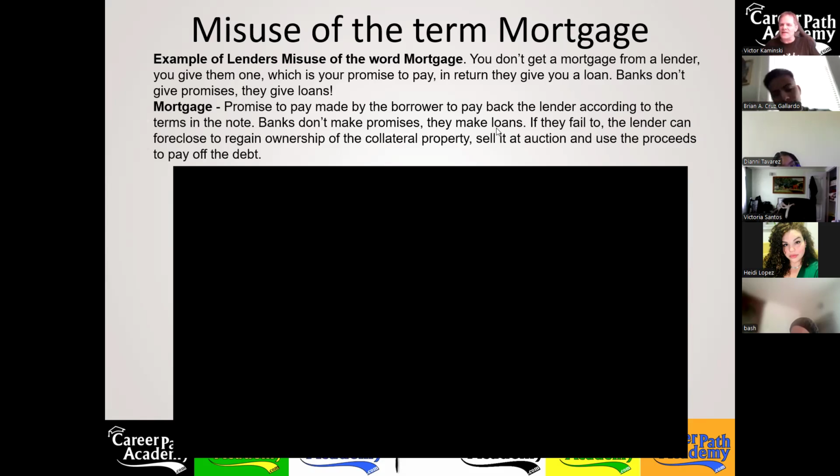Banks don't make promises, they make loans. You don't go to a lender to get a mortgage. You give the lender a mortgage. In exchange, they give you a loan.